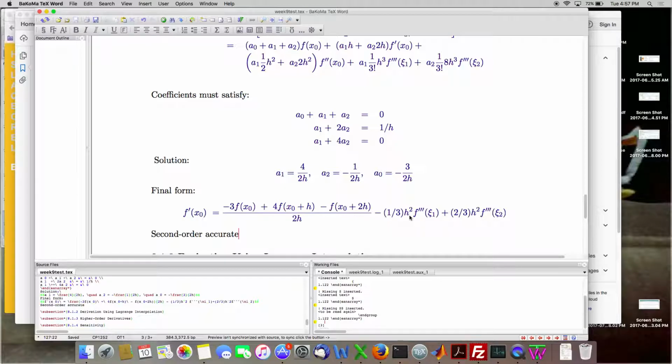Now, if I had chosen to use more points, I could make it even more accurate, order h cubed, order h to the fourth, etc. There's an exploration where you look for a fourth order accurate approximation of the first derivative using specified points.